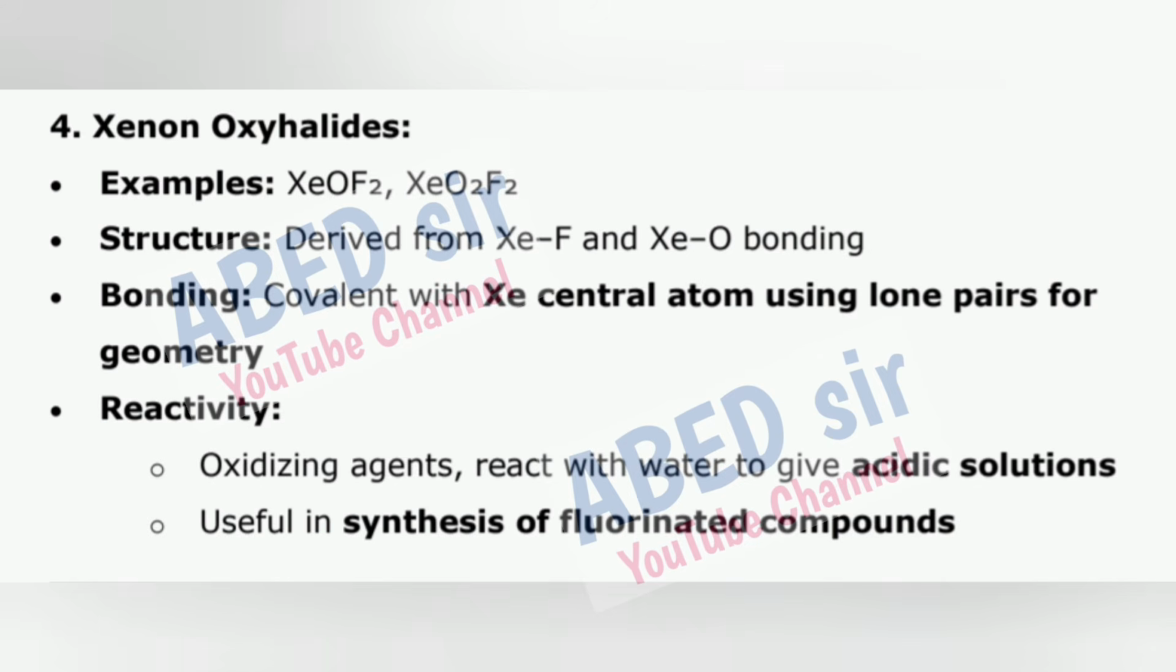4. Xenon oxyhalides. Examples: XeOF4, XeO2F2. Structure: derived from XeF and XeO bonding. Bonding: covalent with Xe as the central atom using lone pairs for geometry. Reactivity: oxidizing agents that react with water to give acidic solutions. Useful in the synthesis of fluorinated compounds.